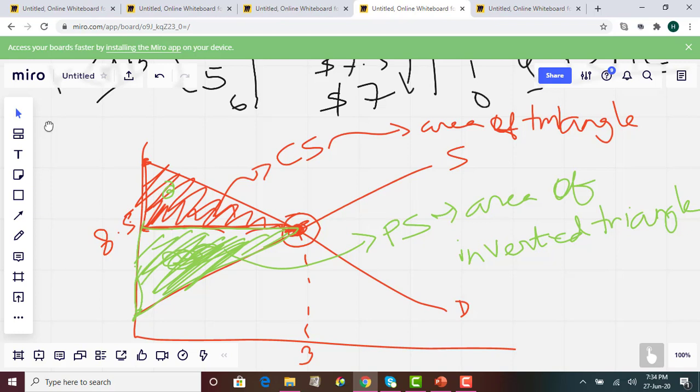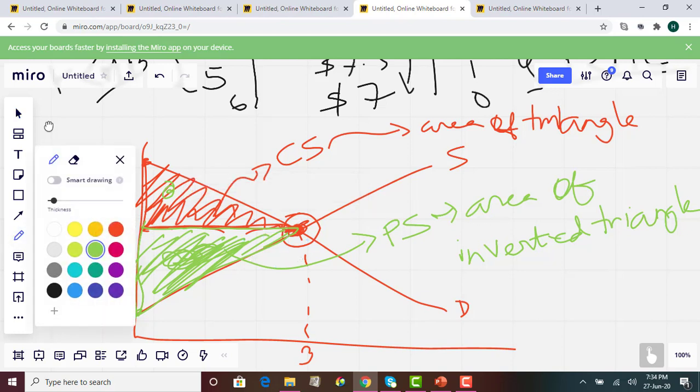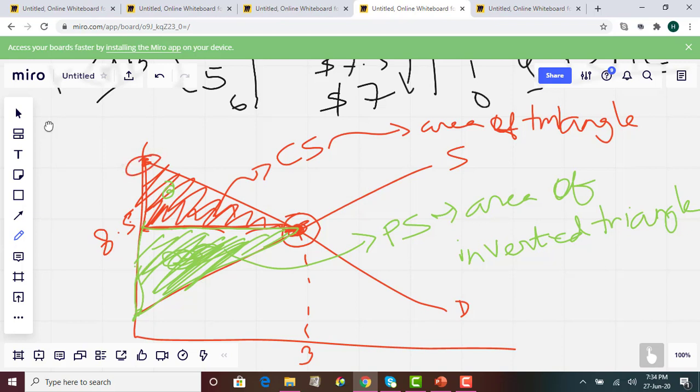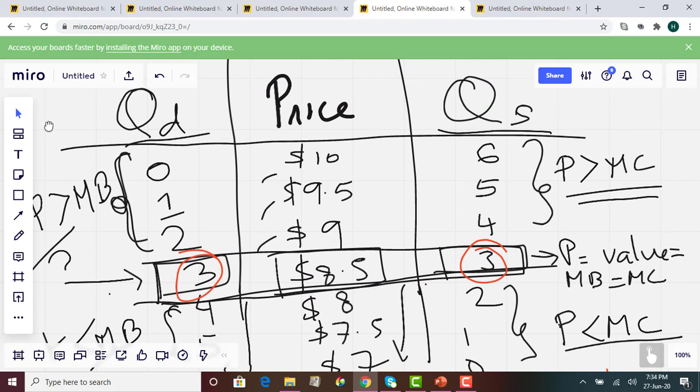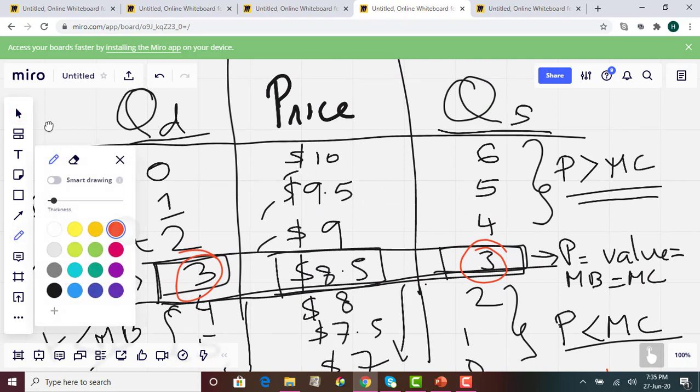So we already know this point is 8.5, and we already know this is 3 and this is 0. So we just need to find out what this point and what this point are. Then we can easily calculate the area. So what is the price when demand is equal to 0? Because at this point your quantity demanded is 0. So if you go up and see, when price is equal to 10, your quantity demanded is 0, right?